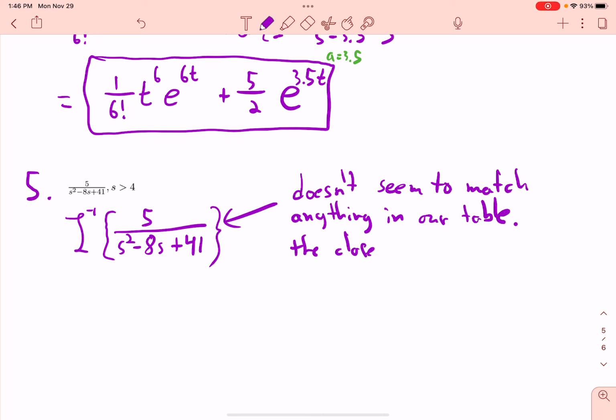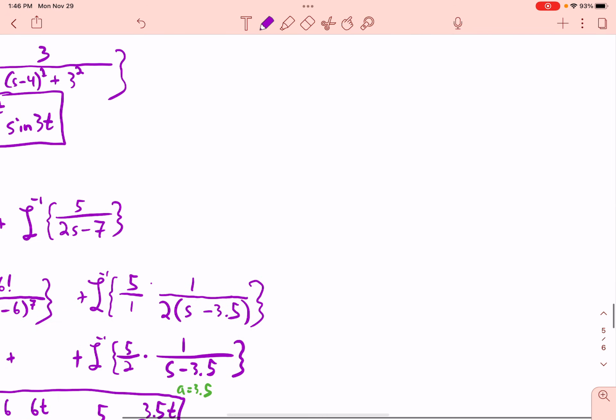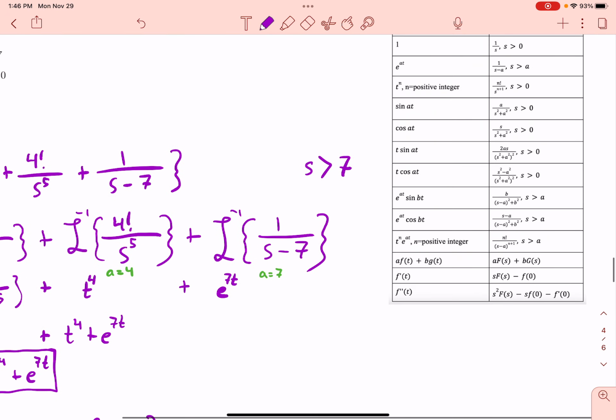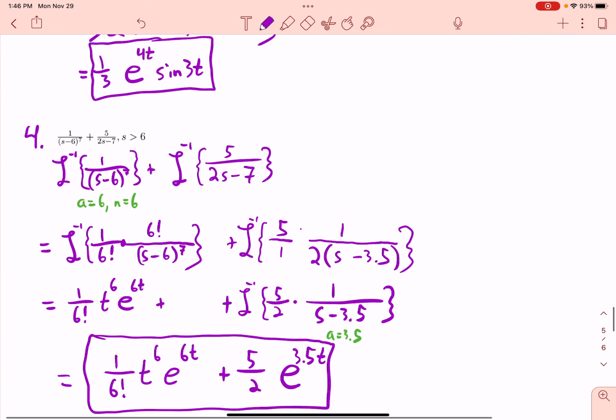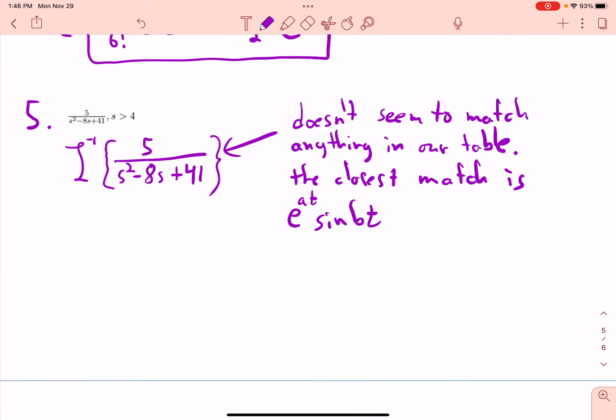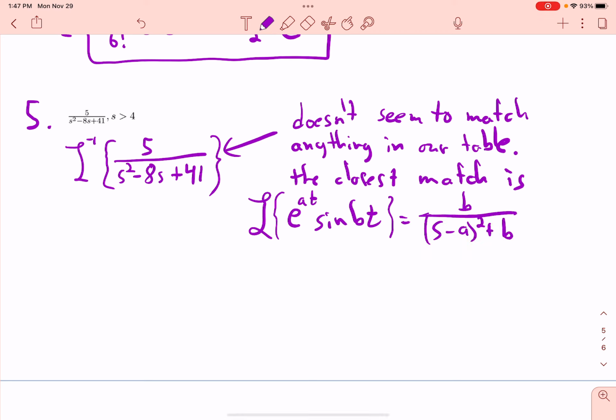The closest match is, I believe, e to the at sine bt. Let's just double check that. Yeah, here it's e to the at sine bt, and if we look at the Laplace transform of that, it looks like b over s minus a squared plus b squared.